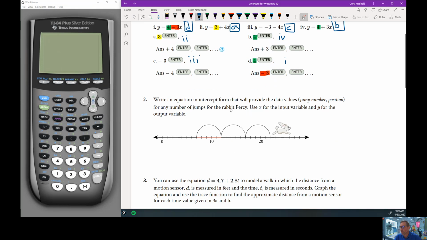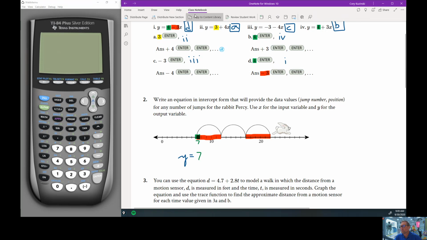Write an equation in intercept form that will provide the data values, jump number, and position for any number of jumps for Rabbit Percy. Use X for the input variable and Y for the output. Okay, so basically we're going to do Y equals, let's do his starting value, which is right there. And that is what, 10, 9, 8, 7. So 7. He's jumping forward, progressing spots. So the thing we need to figure out is how far forward. Okay, how many locations is that?